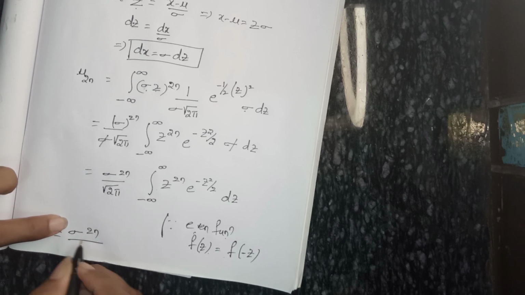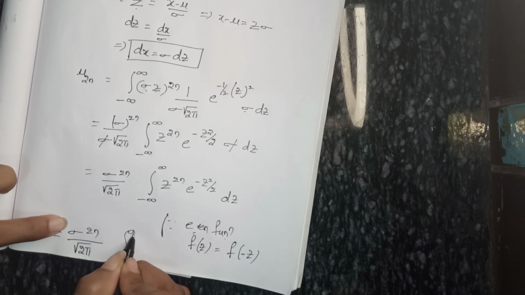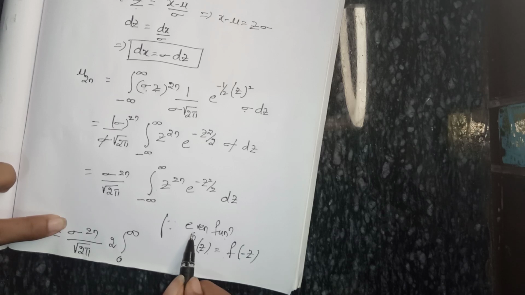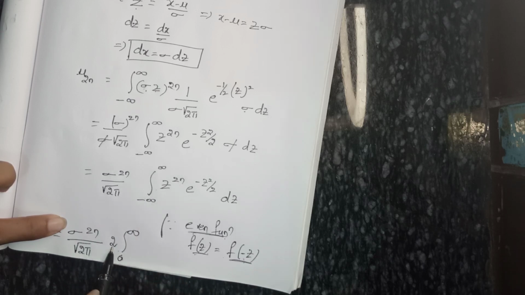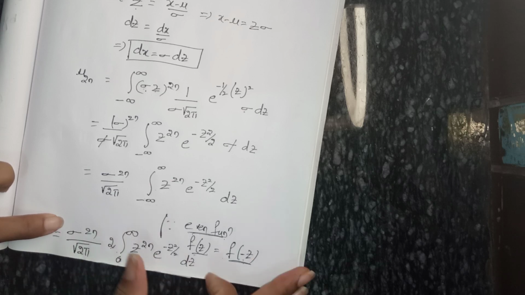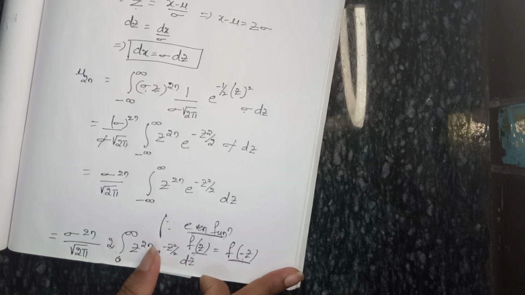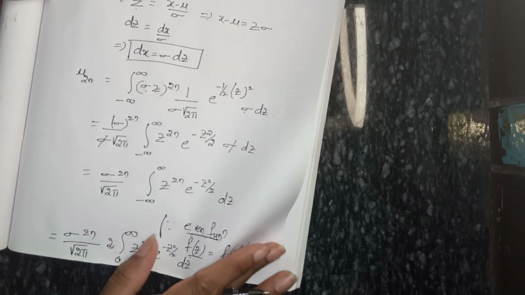So at that time this term becomes sigma 2n by root 2 pi. The integration limits will change from 0 to infinity, and a factor of 2 will be added. When it is an even function, both halves are equal. So the limits change from 0 to infinity and a factor of 2 comes: z power 2n into e power minus z square by 2 dz. Again we have one formula in order to solve this, so now we'll see what that formula is.